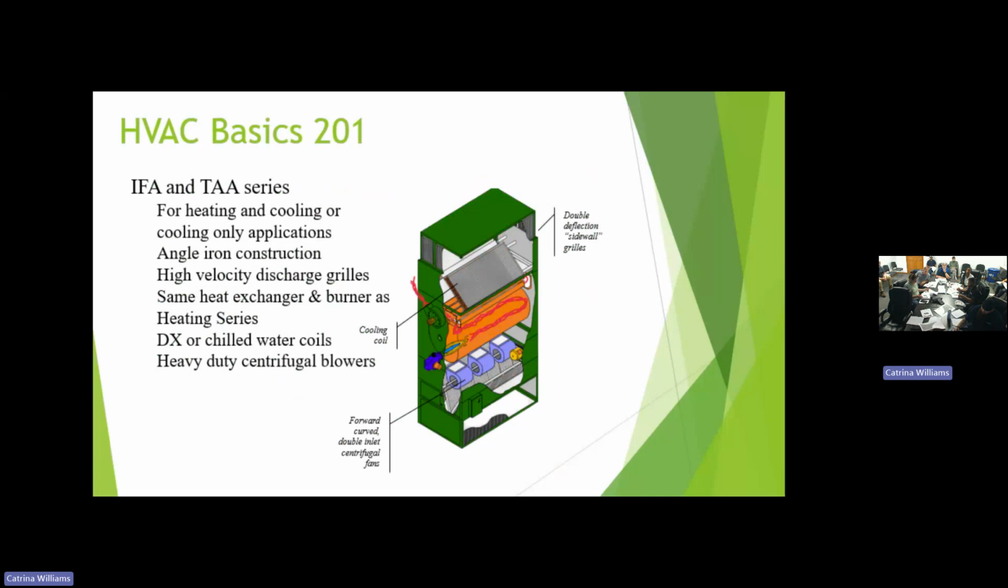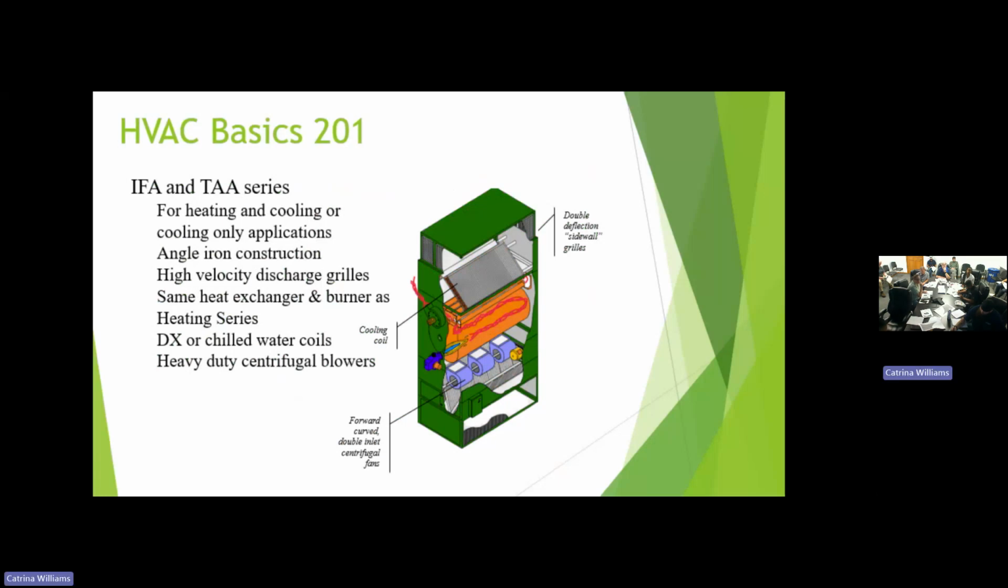Now, as Doug said, the nice thing to remember about cooling is the air will not go any higher. It's going to stay at this level or start dropping eventually. So you don't have to worry about the space above that. That's a thermal zone for you. We have those grills to help push the air. As I said before, it's the same heat exchanger and burner as the heating series. This coil can be either DX or chilled water.